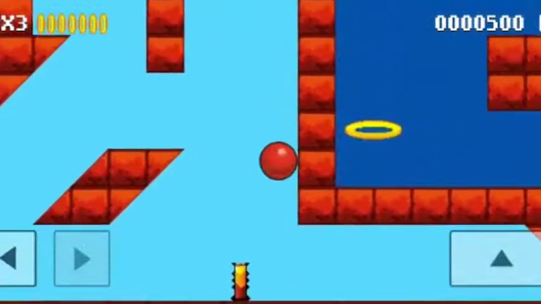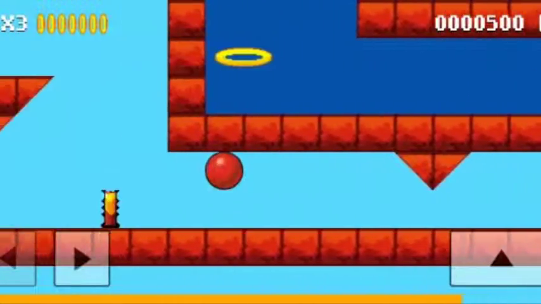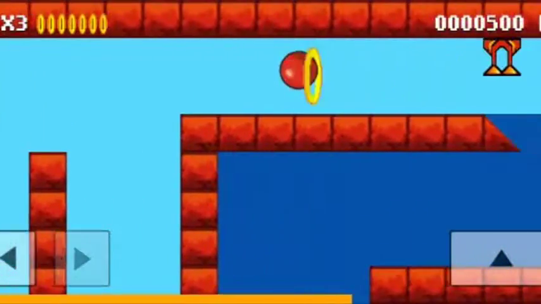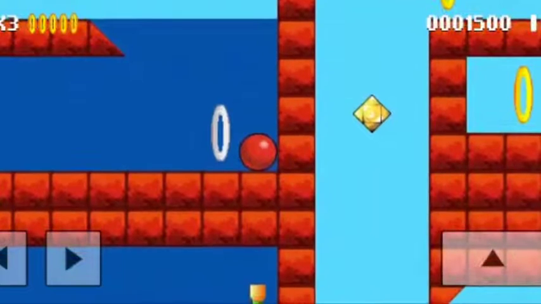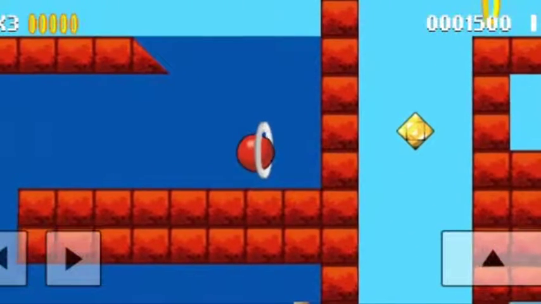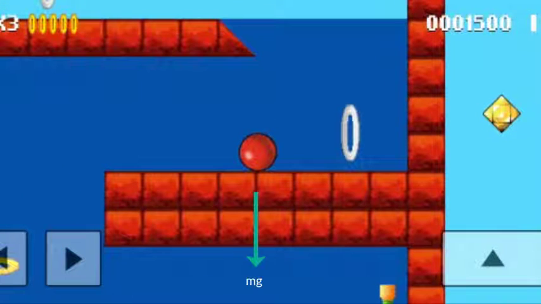Now we'll practically see what causes buoyant force and how all this works through a small game example. This game uses the concept of buoyancy. As we can see, the ball jumped into the water. Two forces will act on the ball, gravitational force and buoyant force.